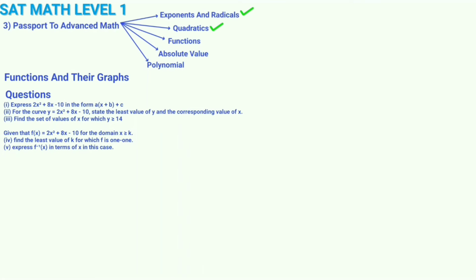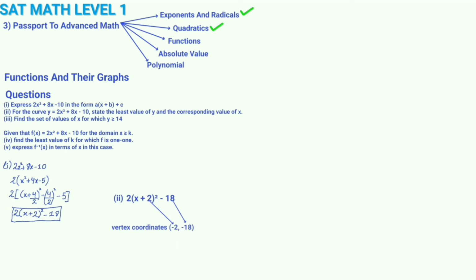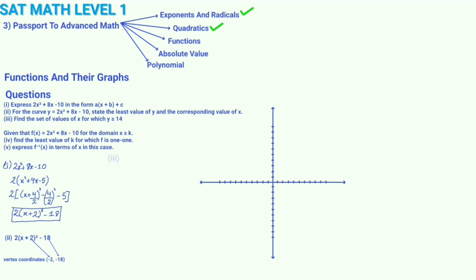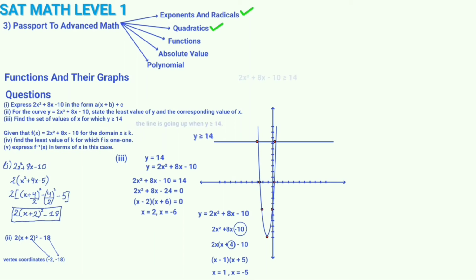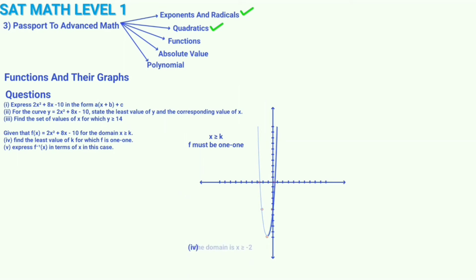Questions. Okay, so we have this question: express 2x squared plus 8x minus 10 in this form. For the curve y is equal to 2x squared plus 8x minus 10, starting with part 1, use completing the square. Got the vertex coordinates. Part 3, find the set of values of x for which y is greater than 14. We got two equations. Okay, we're going to substitute it. The line is going up when y is greater than 14.